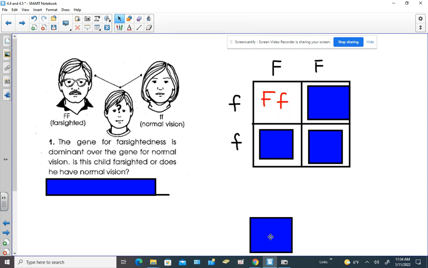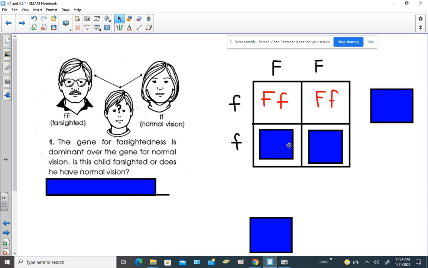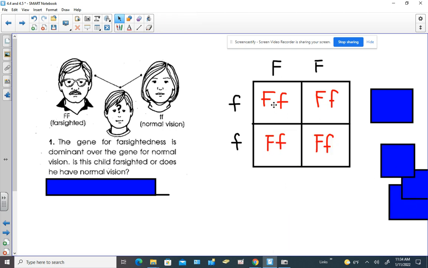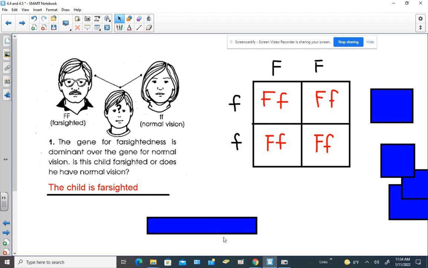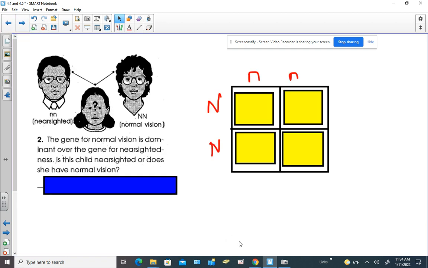So this would be a heterozygous having the dominant allele for farsightedness. That would be true here. It would be true for all of them. Right? So the child would be heterozygous but have that dominant allele for farsighted. So the child is farsighted. Pause the video if you need more time to write that down. Otherwise, let's look at question number 2.